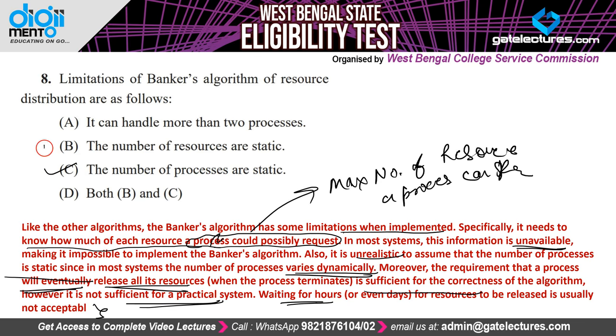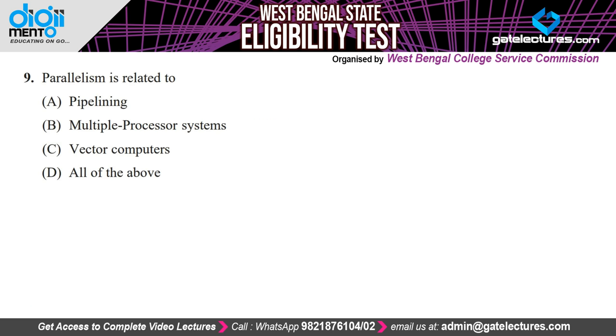Number of resources are static, this is also a limitation. It can handle more than two processes, that is correct. But these two are the limitations. So both B and C is the correct answer. That is option D is the correct answer for question number 8.